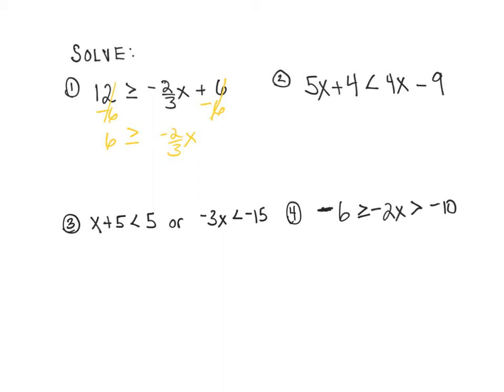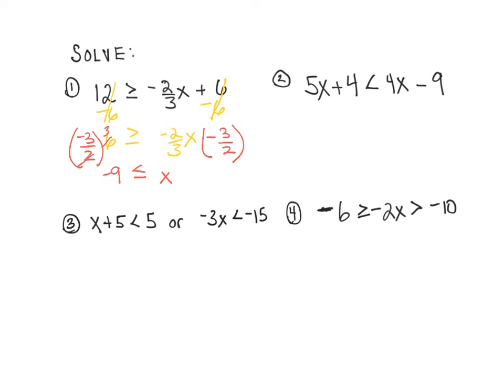I have a fractional coefficient, so therefore I'm going to multiply by the reciprocal. The reciprocal has the same sign as the original fraction. That's going to be that I'm multiplying by a negative 3/2 to both sides. That's going to give me an x on this side. Since I'm multiplying by a negative, I am going to change the direction of the inequality symbol. And then over here, I'm going to end up with a negative 9.